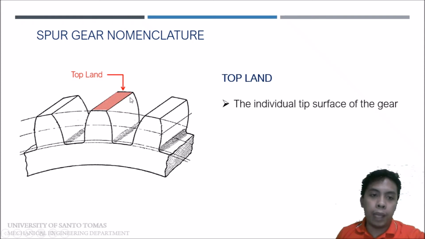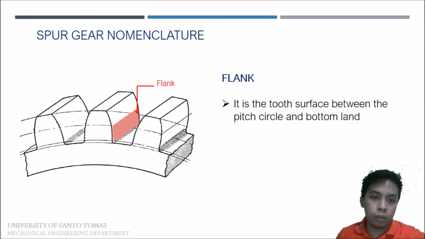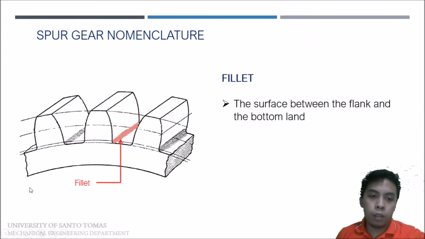So next, the top land. The top land is the individual tip surface of the gear. Face is the tooth surface between the pitch circle and the top land. Flank is the tooth surface between the pitch circle and the bottom land. So we have this pitch circle and this is the bottom land. Fillet. So fillet is the surface between the flank and the bottom land.